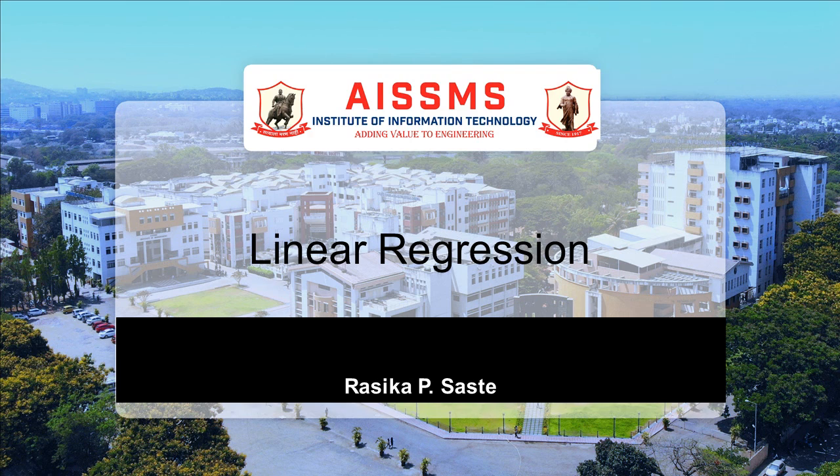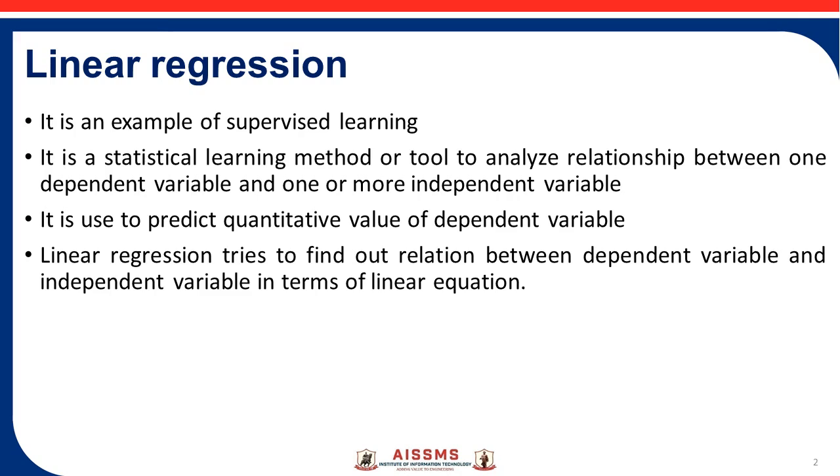So our today's topic is linear regression in machine learning. There are two main types of machine learning algorithms: supervised machine learning algorithm and unsupervised machine learning algorithm. Linear regression is a type of supervised learning.